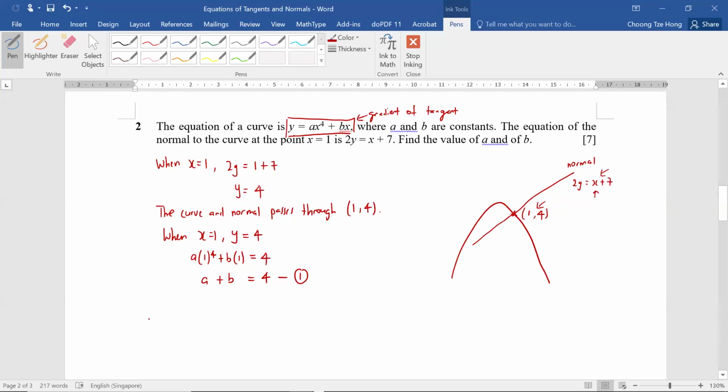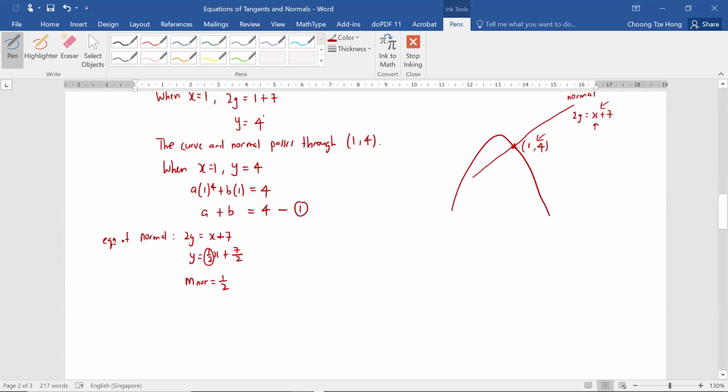The equation of the normal is 2y equals x plus 7. So we're going to make y the subject. So y will be equal to half x plus 7 over 2. This half over here will be the gradient of the normal. So the gradient of the normal equals half.